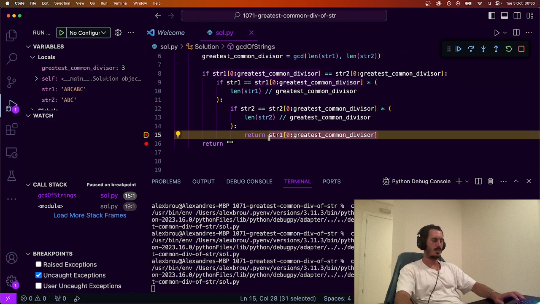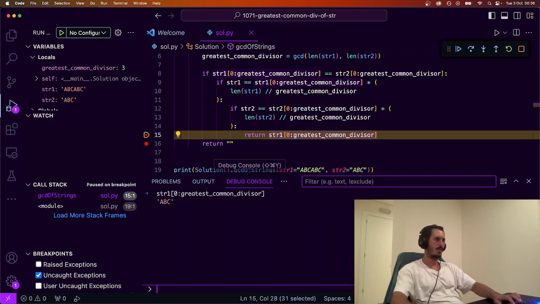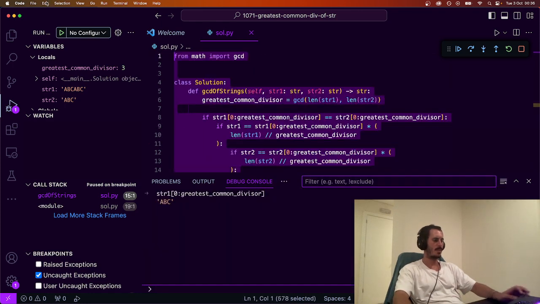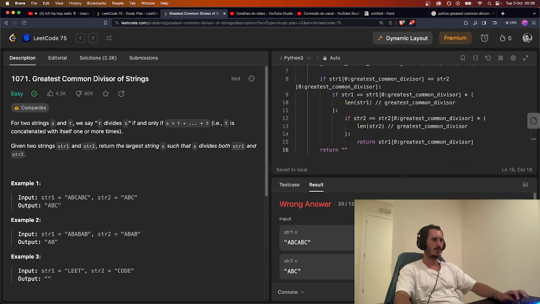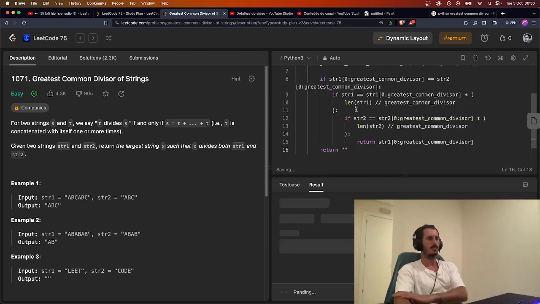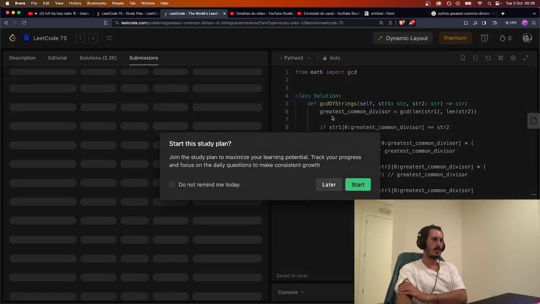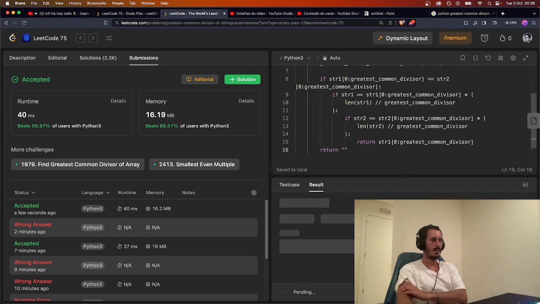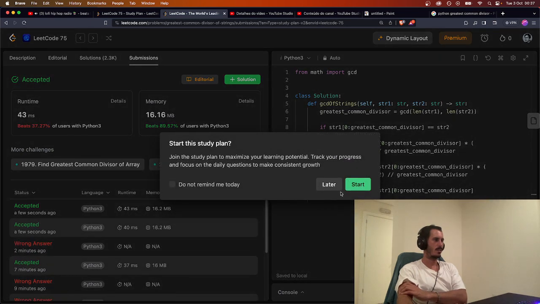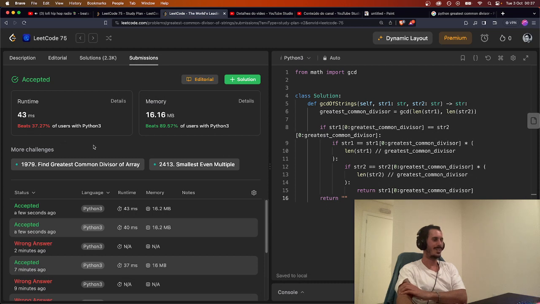Yeah, and now let's check the result. ABC. Let's go. Okay, runtime beats 56%, memory beats 89%. Let's submit again and see if we're lucky. Oh, we did even worse.